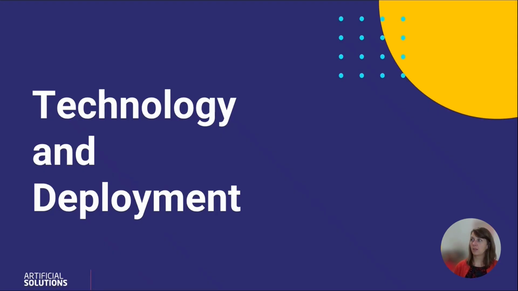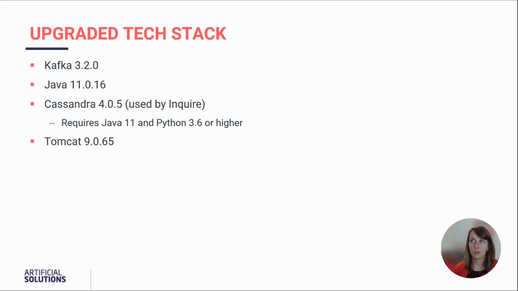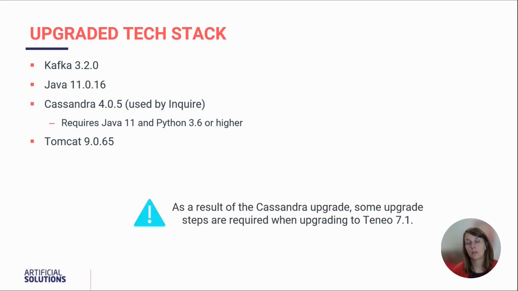Good. Then in terms of the technology and the whole tech stack, what has happened here? Just listing here some upgrades in terms of the tech stack. What versions have been updated here? So you can see we have different updates with Kafka, Java, Cassandra for Inquire, and then the Tomcat version. In terms of the update that happens with Cassandra, when you upgrade, then there are some upgrade steps required. Okay, so when you go to 7.1 with your solution, there are some upgrade steps required.